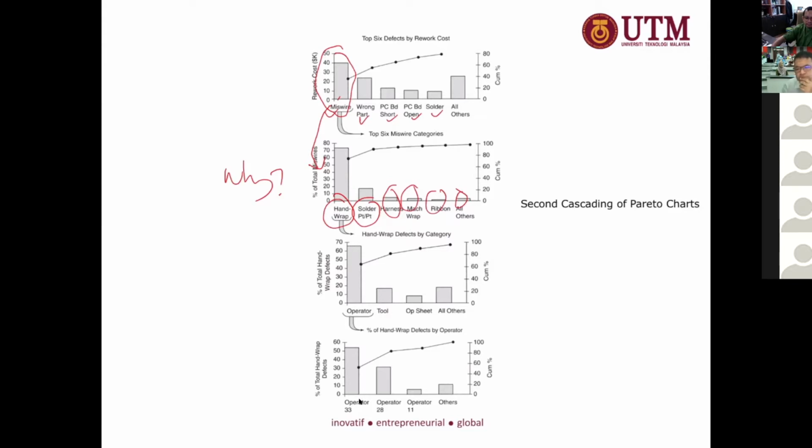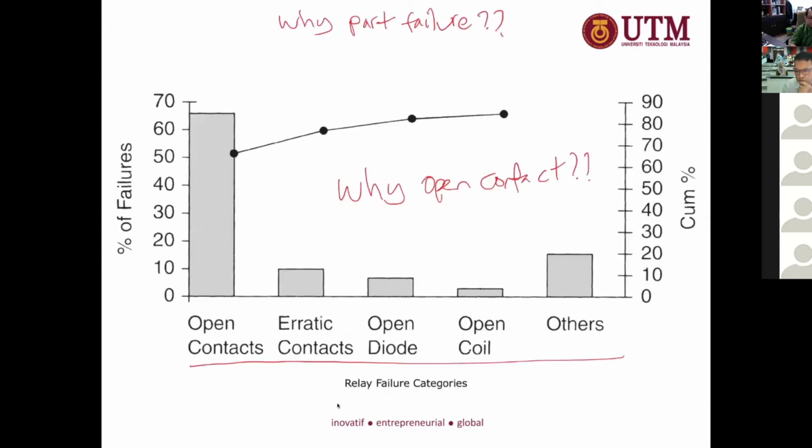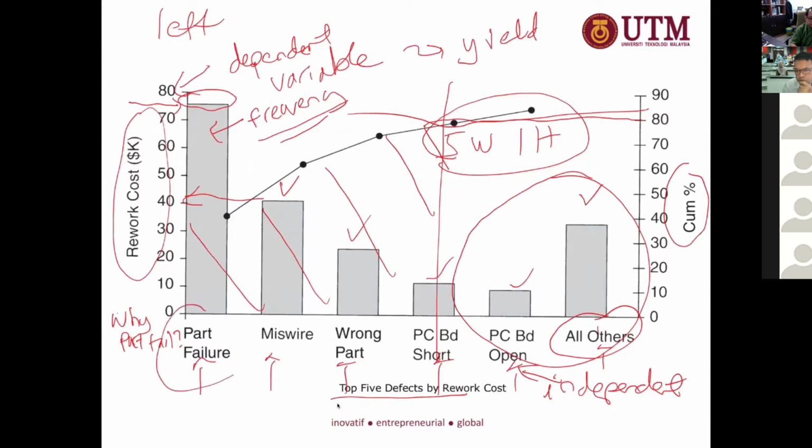Which operator? So finally, we know this is the source of the problem. Near to 60% of total hand wrap defects are because of operator number 33. And this hand wrap contributes to the miswire, contributes to the open contact, and contributes to the part failure.